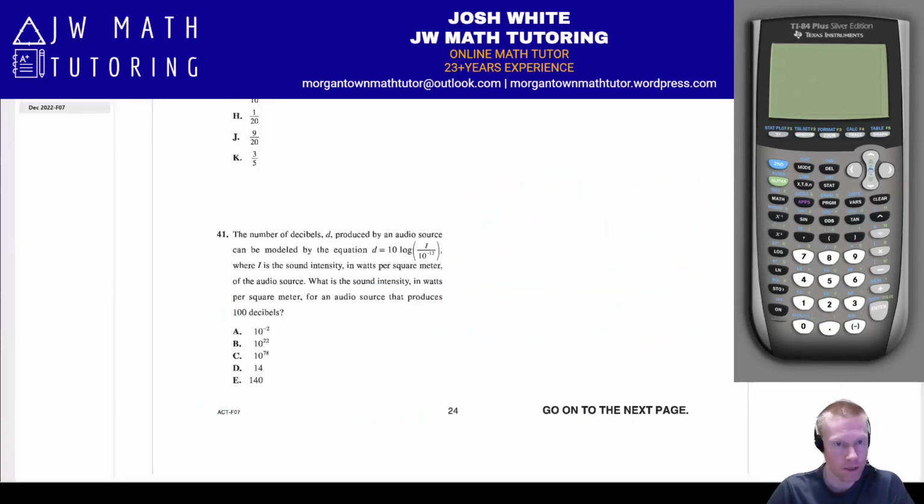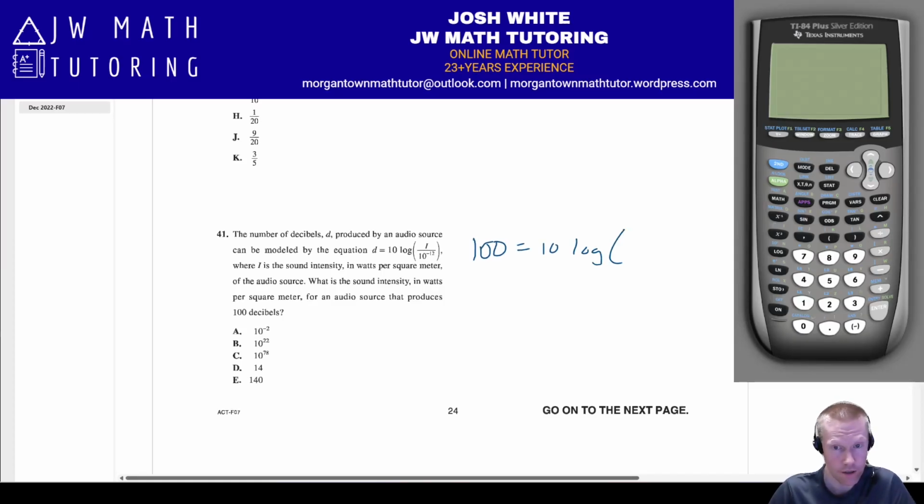Now at the bottom of the next page here, question number 41, we have one that deals with logs. So first, I will show you the theoretical way to solve this. Then I will show you how you could just use the process of backsolving to solve it entirely on the calculator. So the theoretical way to solve this problem is to replace the d value, which is the number of decimals, with 100.